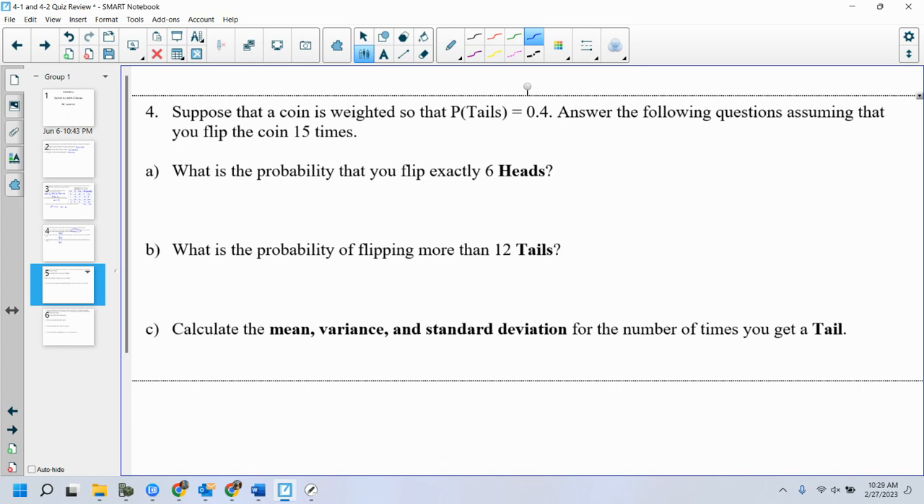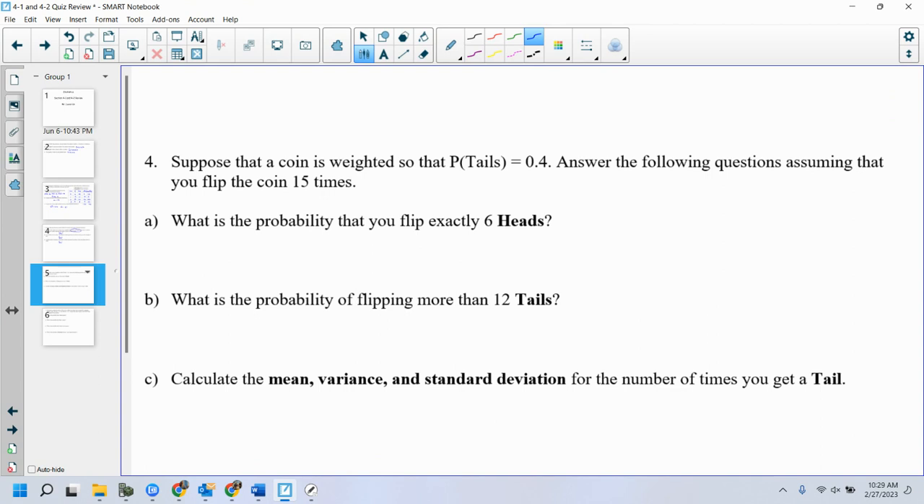Suppose that a coin is weighted so that the probability of tails is 0.4. Answer the following questions, assuming that you flip the coin 15 times. Now this is the binomial distribution calculation, right? This is nCx p to the x q to the n minus x, and that is just straight off the formula sheet.